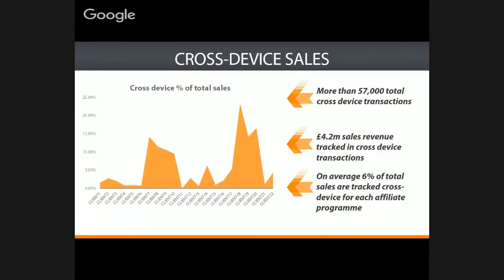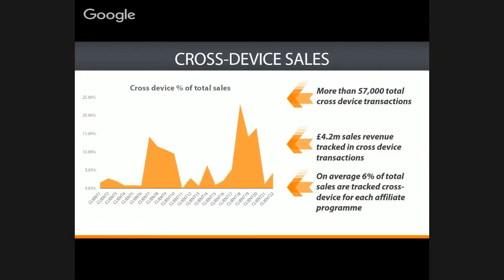Also, obviously, people ask about the number of sales. Around 57,000 total cross-device transactions so far since March, and that equates to £4.2 million of sales revenue. And why that £4.2 million worth of sales revenue is important is because those are all cross-device journeys that have been tracked and rewarded back to our publishers that no one would have been able to see or track without the cross-device technology. And that's really important.